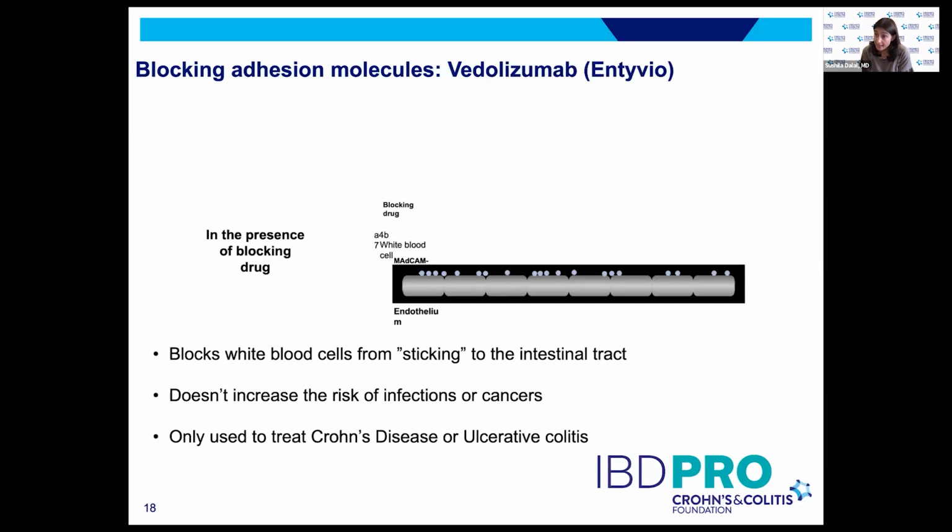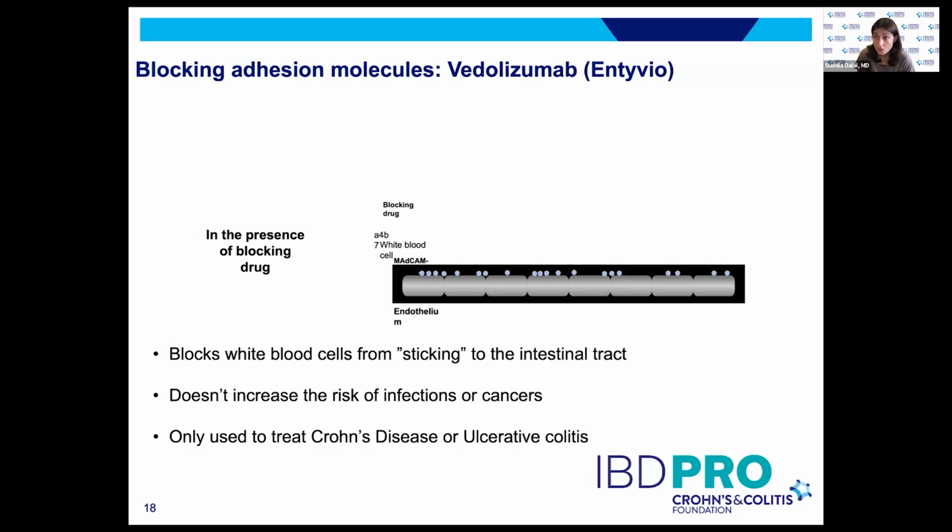Vedolizumab, we've had this medication now for 11 years. So it is approved for both ulcerative colitis as well as Crohn's disease. It essentially works by blocking the white blood cells from sticking to the intestinal tract. The alpha-4 beta-7 integrin is specific to the intestinal tract. It is also found in the nose and the back of the pharynx. So the nasopharynx and the intestinal tract are the only place where these receptors that vedolizumab bind to are found.